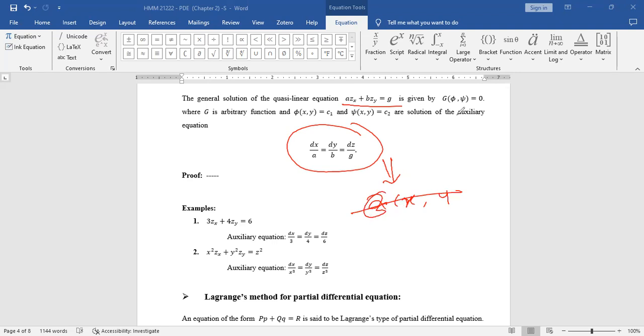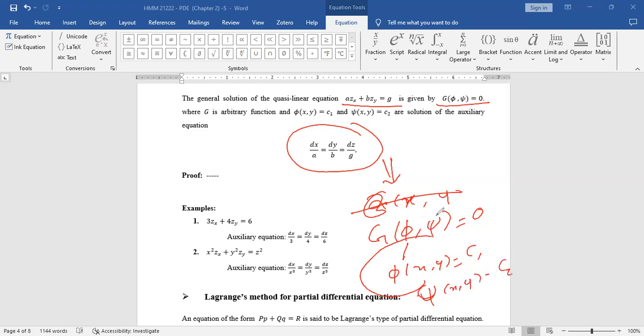Our solution is this arbitrary function G of phi comma chi, which is equal to 0, where phi is a function of X comma Y, which is equal to C1. Similarly, chi is a function of X comma Y, which is equal to C2. Here we have taken only Z_X and Z_Y. Therefore, phi and chi each have only two variables. We are taking C1 and C2 as arbitrary constants. Then we can include it in here. So this is what the solution is.